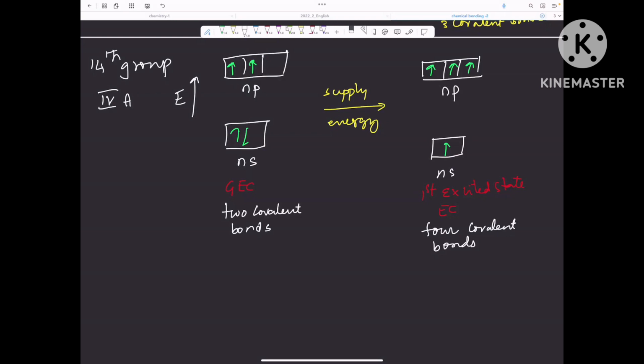Generally, 14th group elements would like to form 4 covalent bonds. That is the reason in Lewis dot structure, you see, we have used 4 isolated dots. We don't pair the dots in the Lewis dot structure of 14th group elements. Similarly, in 13th group elements also, we have not paired the 3 dots. We kept the 3 dots isolated. Why did we keep them so? Because the 13th group elements generally form 3 covalent bonds. 14th group elements generally form a maximum of 4 covalent bonds.